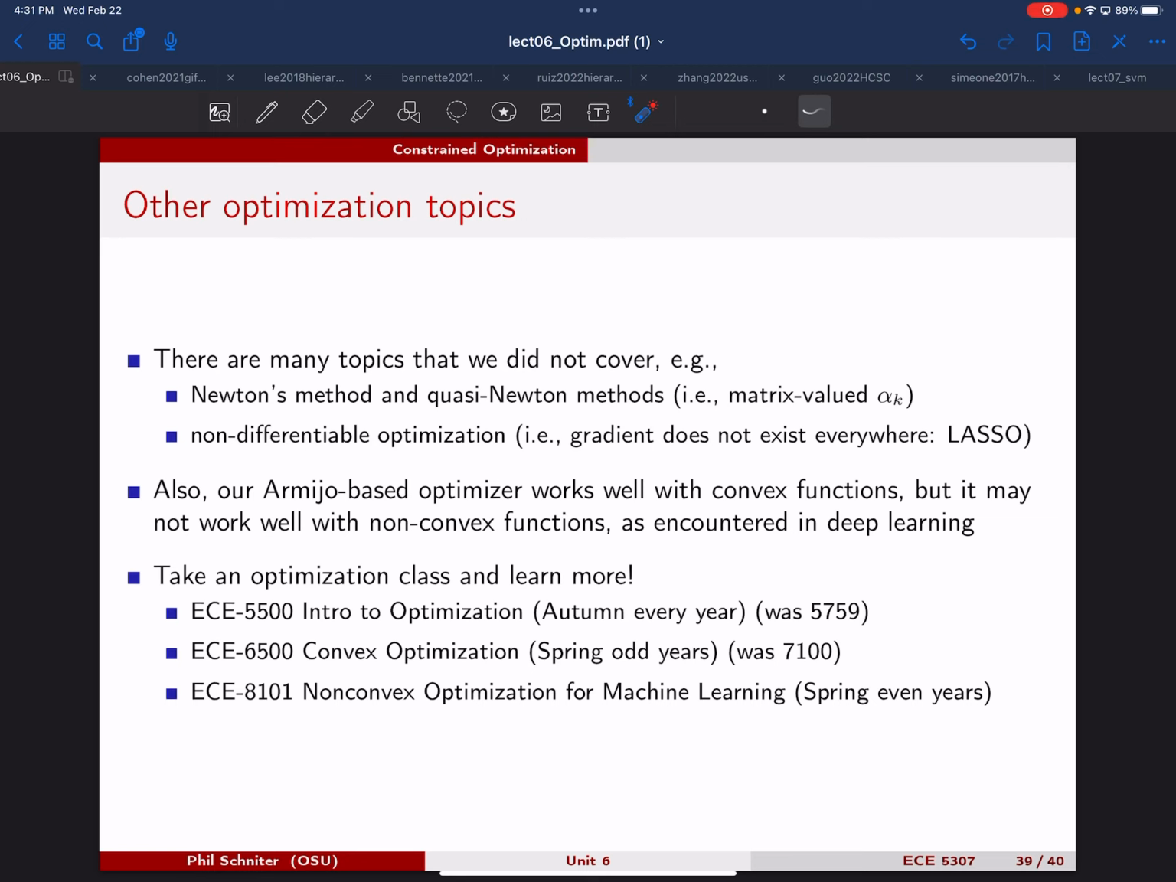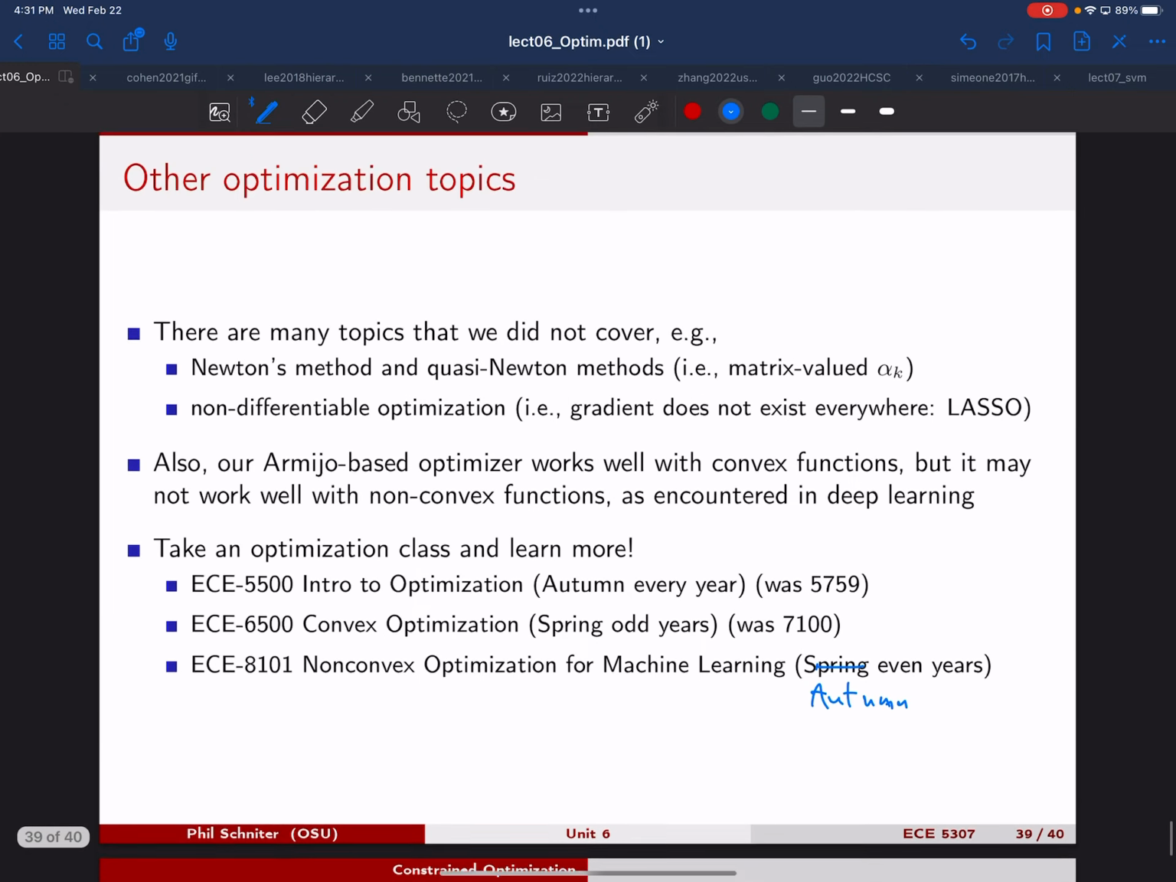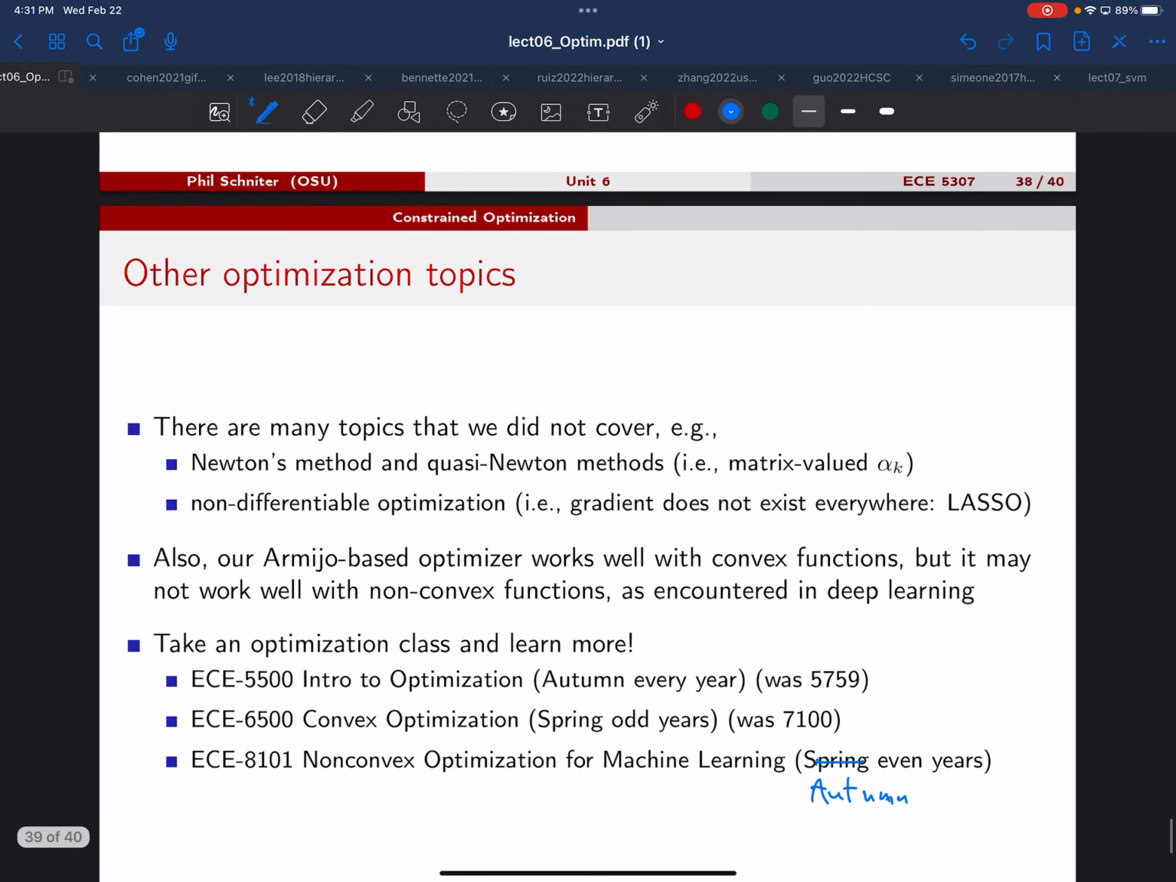8101, I think the original idea was to teach it spring even years, but I think it's going to be taught autumn, maybe autumn odd years, or no, autumn even years, I think. So we're still trying to figure out the offering schedule for this course. Okay, so that's really all we have in Unit 6. Are there any last questions about anything?